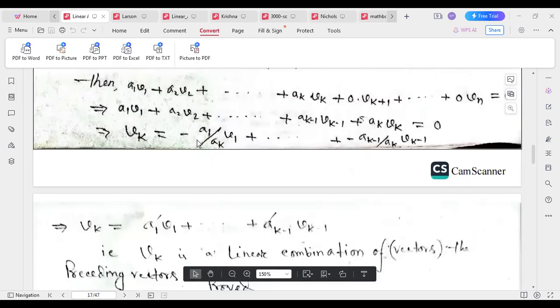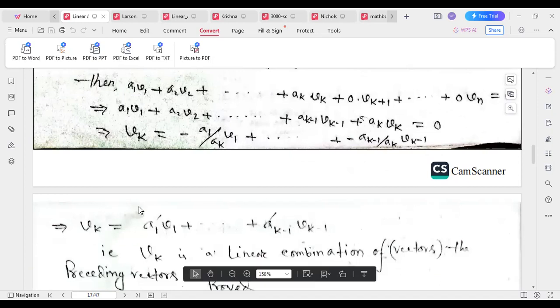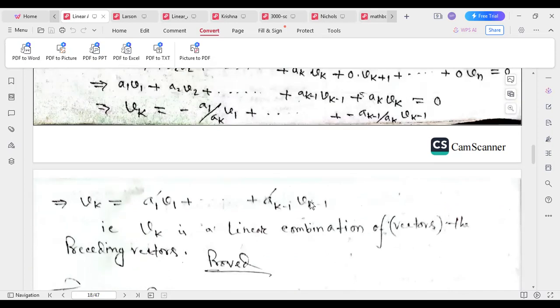So minus a1 by ak can be written as a1 dash, minus a2 by ak can be written as a2 dash, and in this way, minus a(k minus 1) divided by ak can be written as a(k minus 1) dash. So vk equals a1 dash v1 plus up to a(k minus 1) dash v(k minus 1), and this vk is a linear combination of the preceding vectors. This is why they are called preceding vectors, because the elements are v(k minus 1) and a(k minus 1).